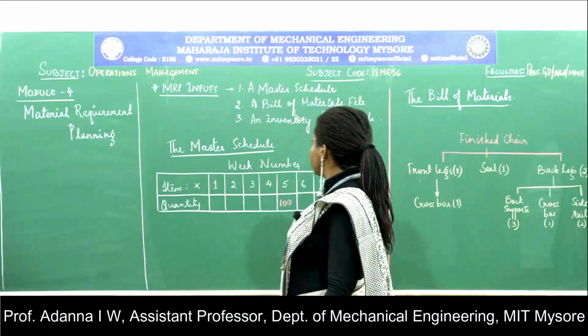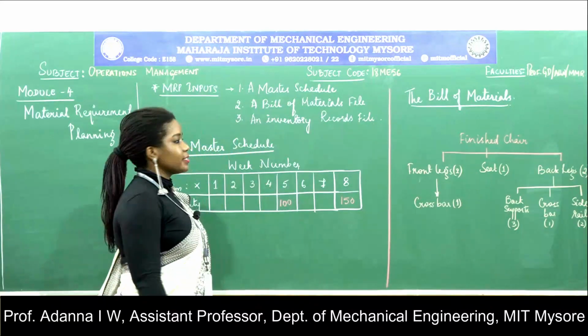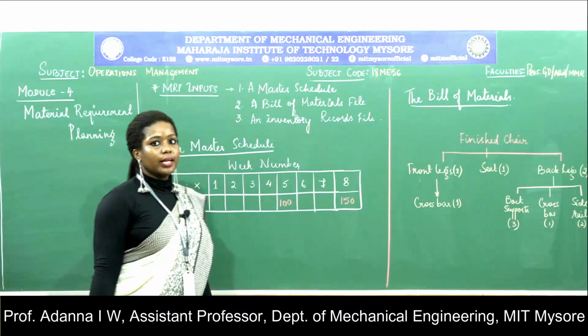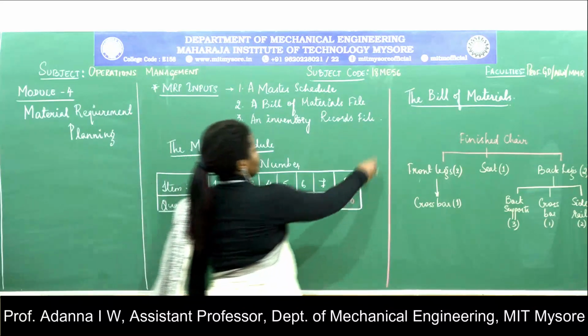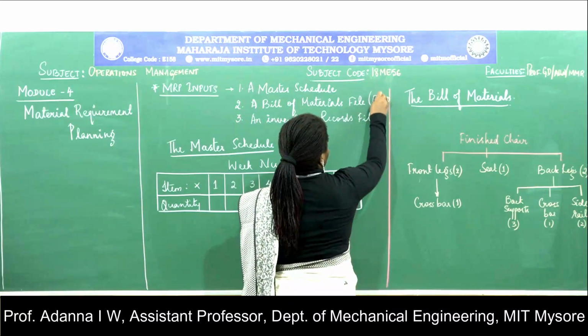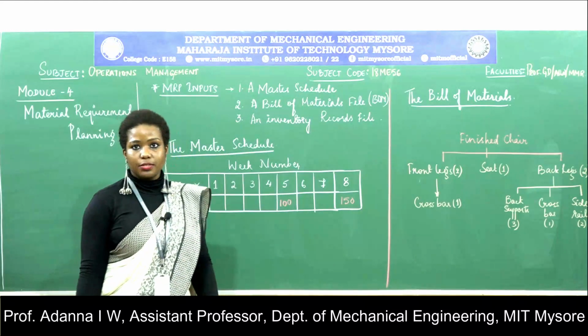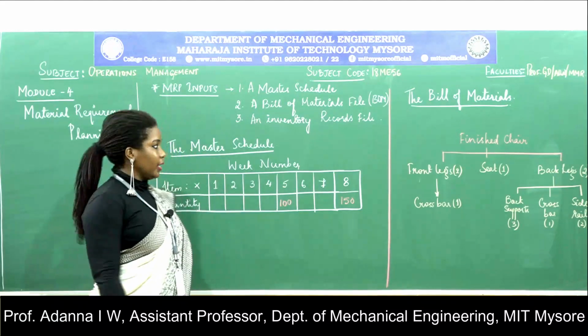Now we will see the three inputs to the MRP. The material requirement planning system has three major inputs. The first is a master schedule. The second is a bill of materials file, abbreviated as BOM. And the third is an inventory records file. So exactly what happens in each of these, we will learn in detail.